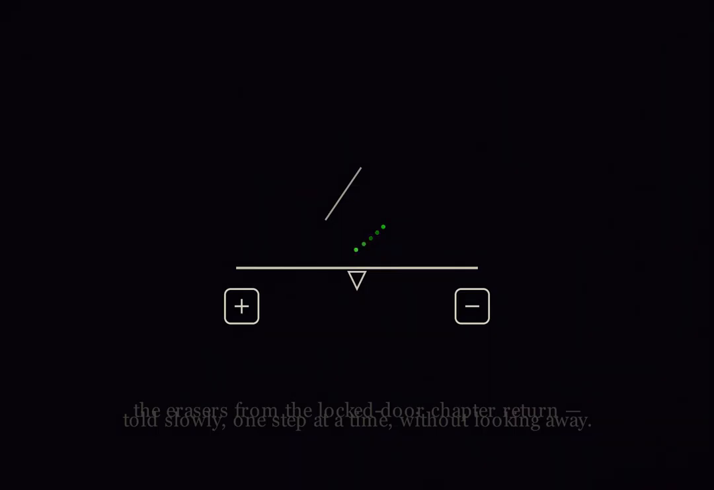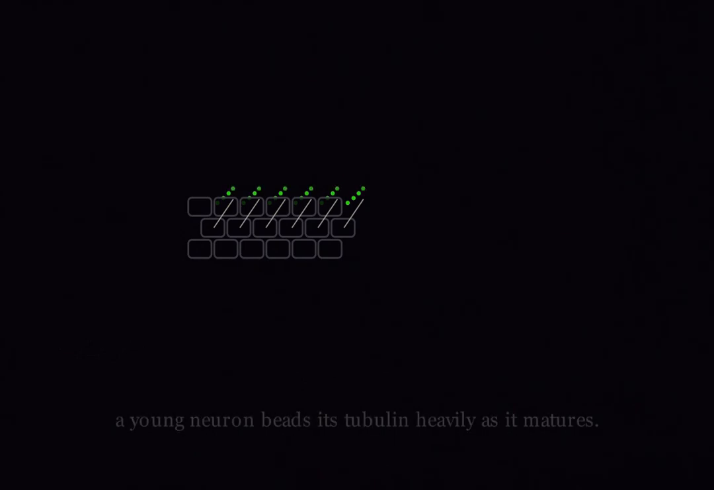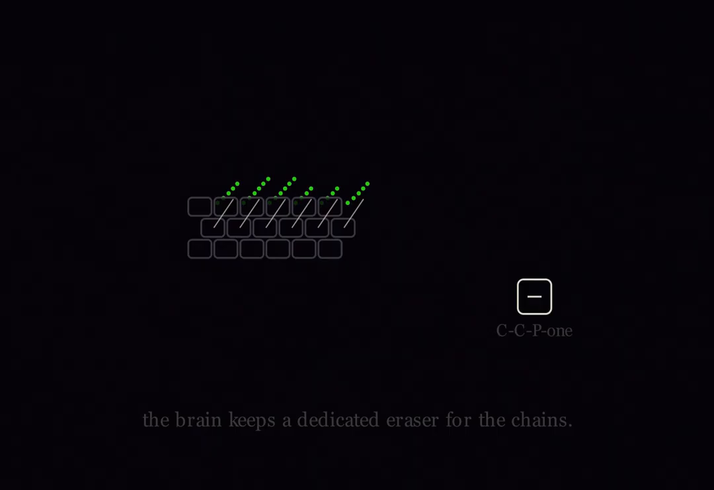The chains again, the same acid beads from the chains chapter, the same branched strings of negative charge. A young neuron, growing its long cable, beads its tubulin heavily as it matures. Becoming a neuron means, in part, accumulating these marks. So the brain keeps a dedicated eraser for them, an enzyme called CCP1, the brain's main D-glutamylase, its trimmer of bead chains. Wherever a chain has grown too long, CCP1 is the hand that shortens it.